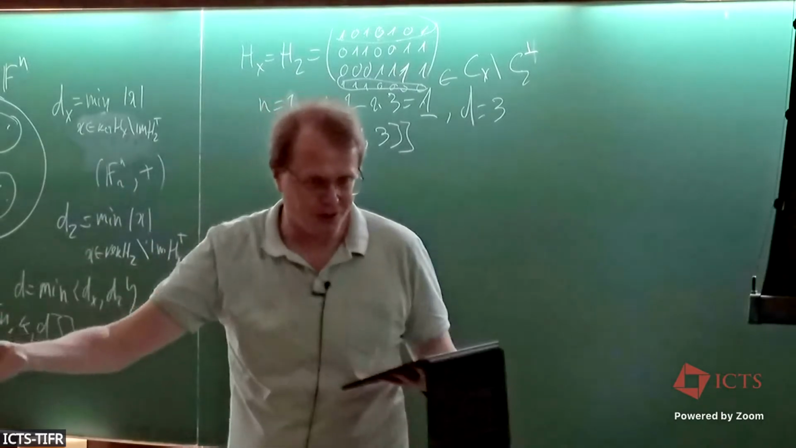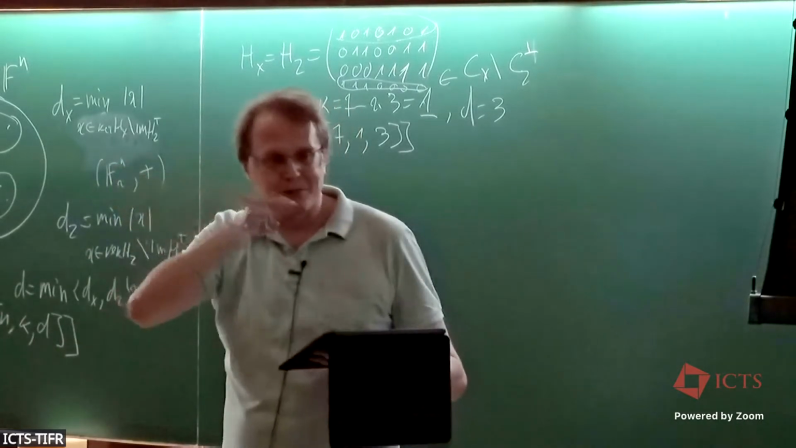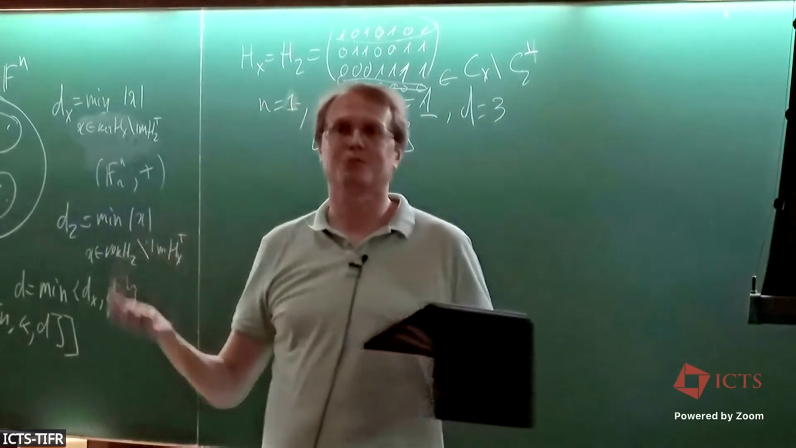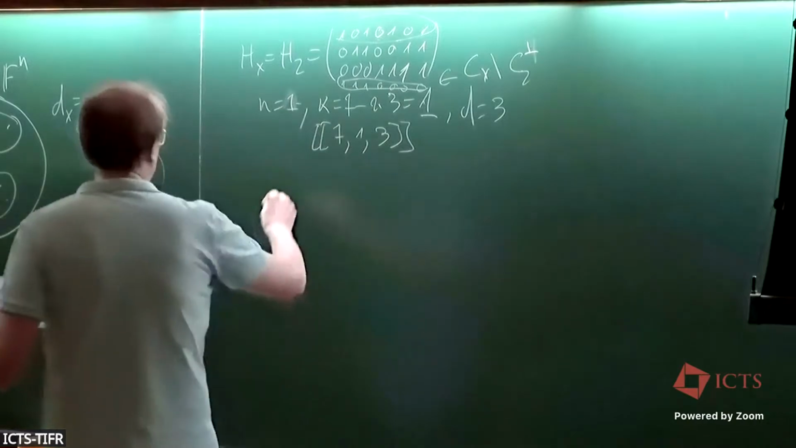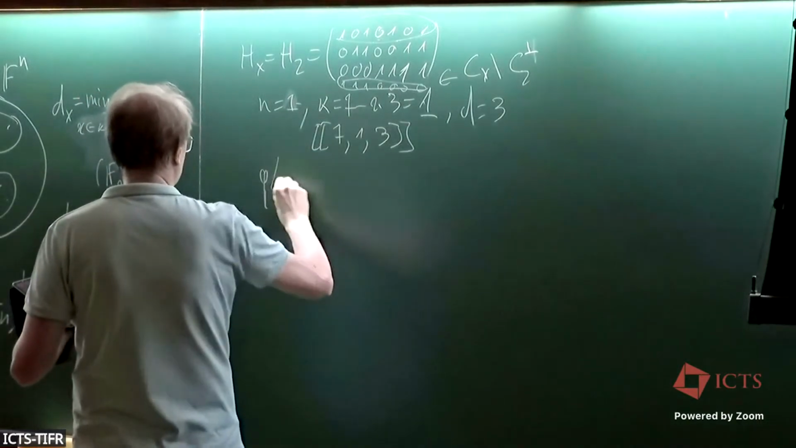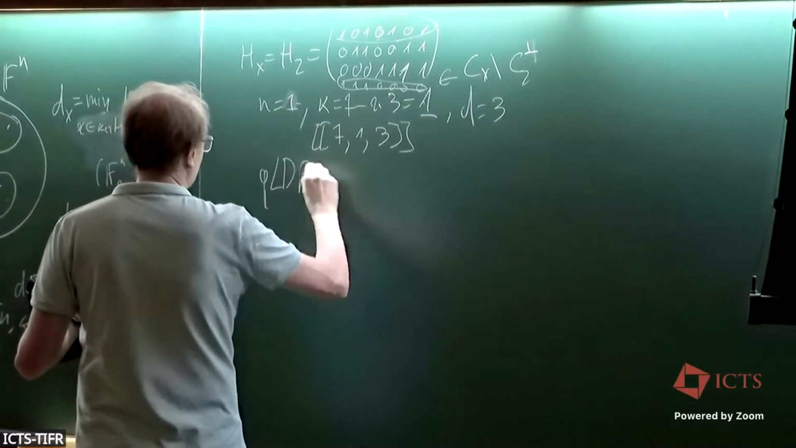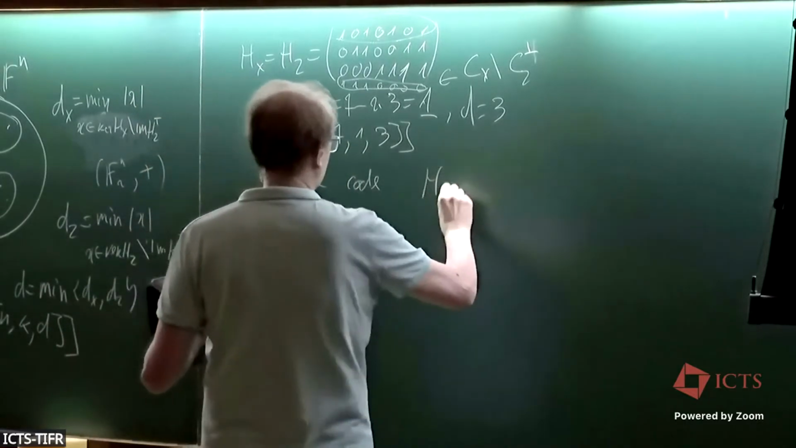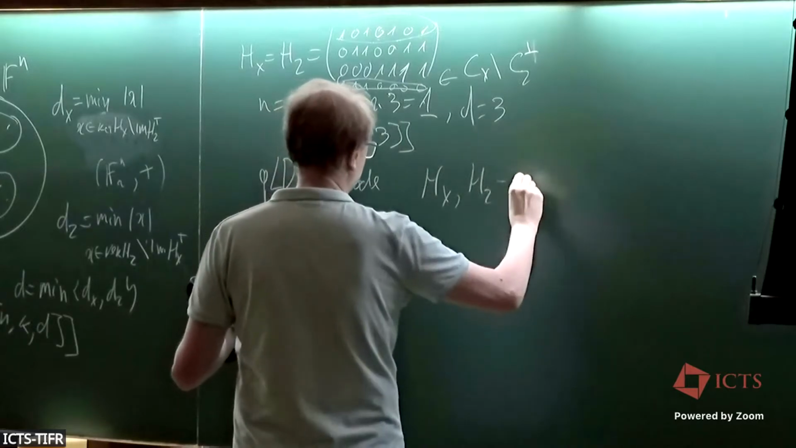which means that in the quantum case, we need to use quantum LDPC codes because we need very small local checks. So we interact with as small a number of qubits as possible. And so a quantum LDPC code, a QLDPC code, is a code where HX and HZ are sparse.